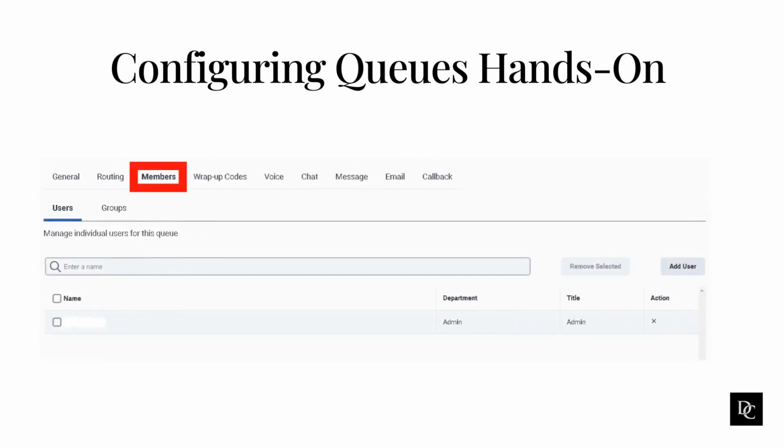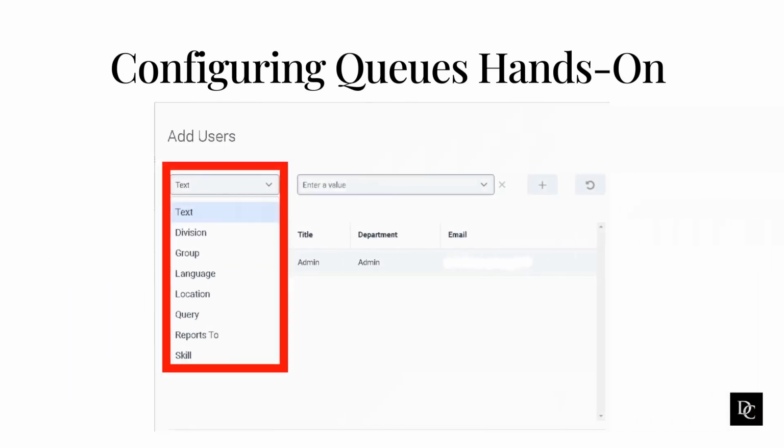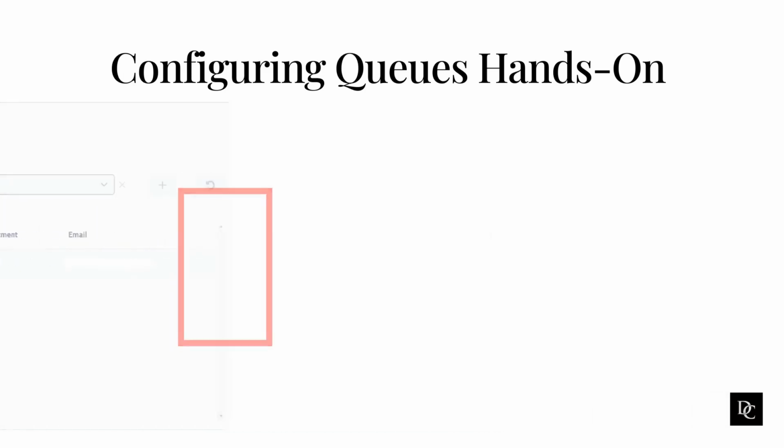In the Members tab is where you will add users or work teams. You cannot add both. To add a user, click Add User. In the Add Users box, you can filter down by text, division, group, skill. Enter the value and in the space below the users will pop up. Select the user and press the Add Selected button.